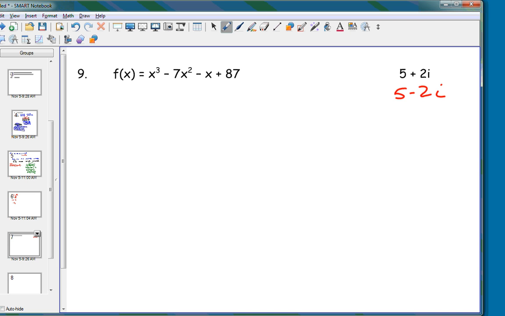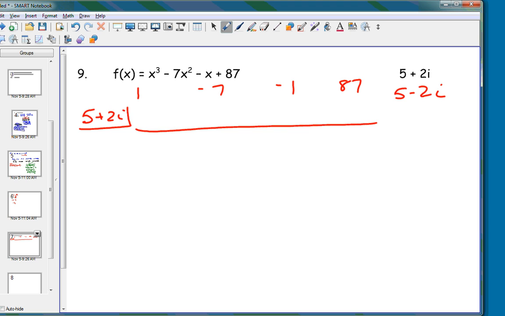Synthetic division, because if you do synthetic division at 5 plus 2i, what should the remainder be? 0. So what you're going to do here is you're going to do 5 plus 2i, and you're going to have 1, -7, -1, and 87. Now notice there's a lot of space in between there. Why did I leave a lot of space? Why, Steph?